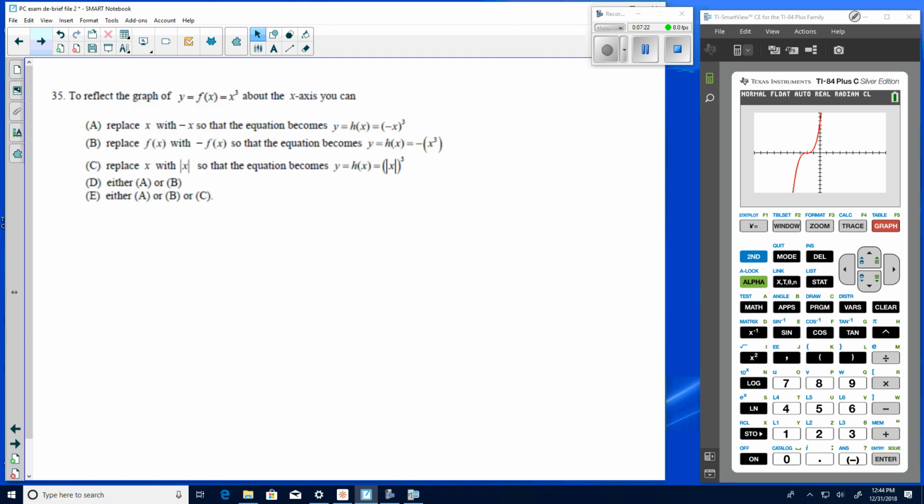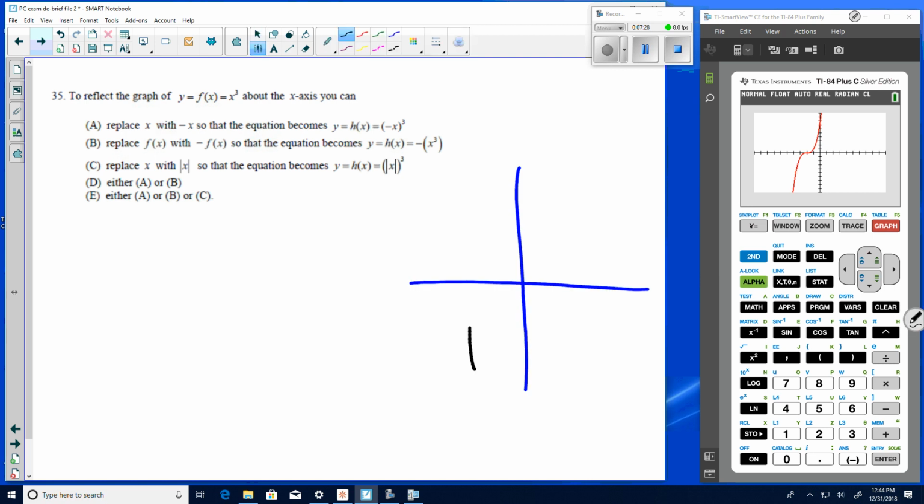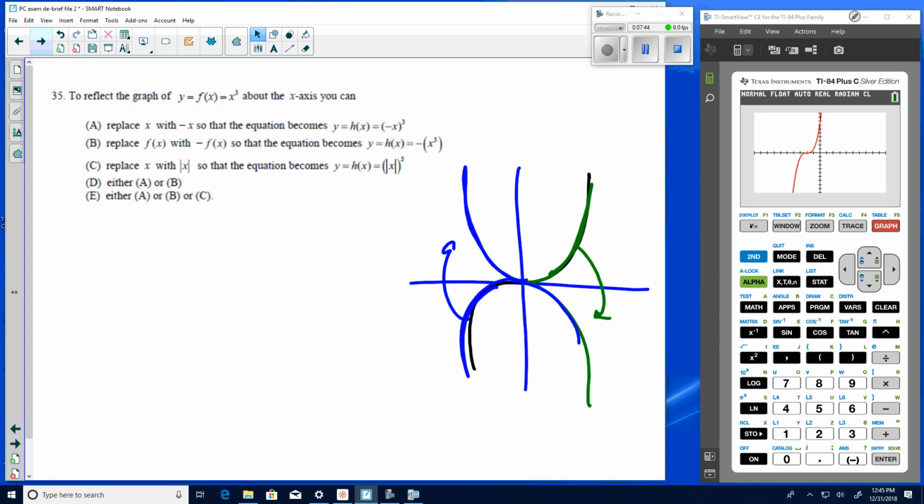Okay, so what we want to do, if we think about this now, we have our parent function y equals x cubed, which looks like this, and we want to reflect it about the x-axis. This part in the first quadrant, we want to head down into the fourth quadrant, and this part that's in the third quadrant, we want to head up into the second quadrant. So we end up with a picture that looks like this. And so how can we make that happen? And we have some choices.